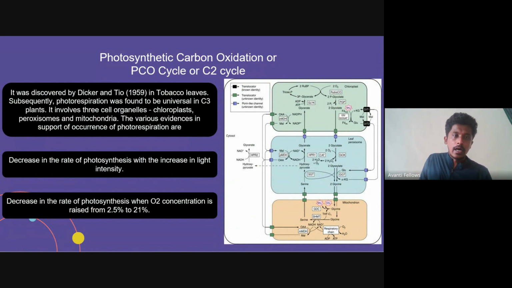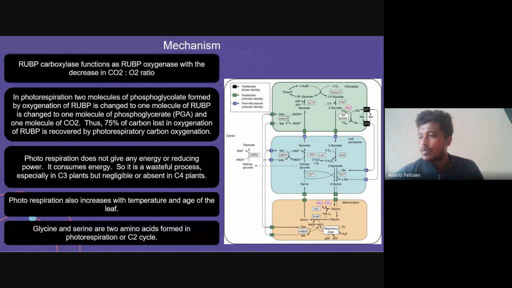Now we understood that in C3 plants, there are cell organelles involved, especially the chloroplasts, the peroxisomes, and the mitochondria. They always support something called photorespiration. The rate of respiration depends on the increase of light intensity, and it also decreases with oxygen concentration, and is raised whenever there is high oxygen concentration.